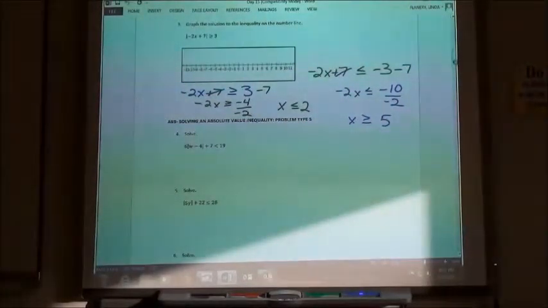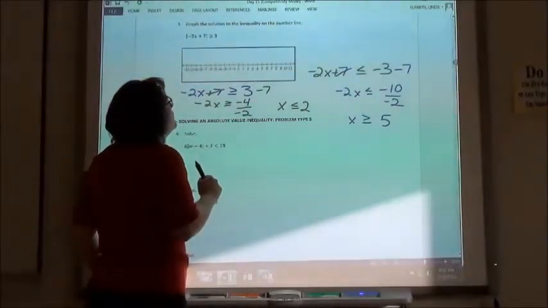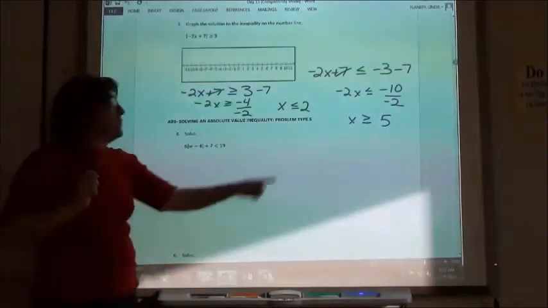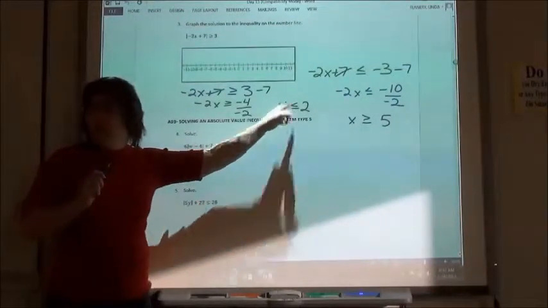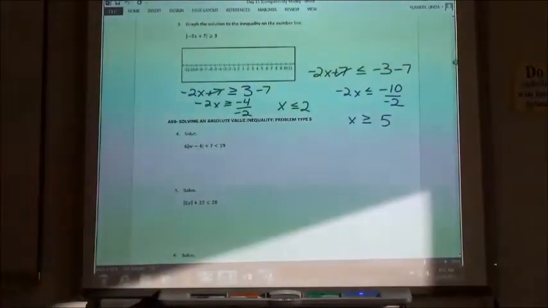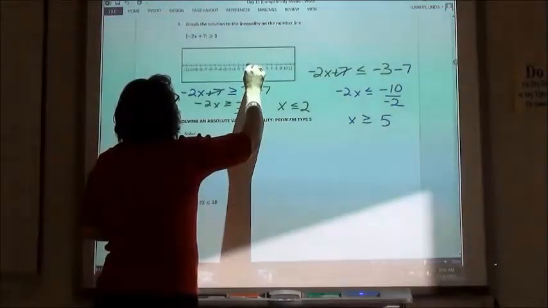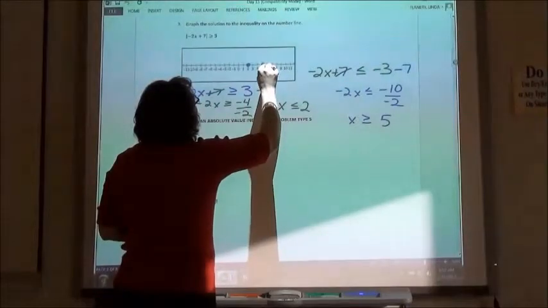So what kind of end mark am I going to have on the 2? An open circle on the 2? No, because it has the equal to, so a closed circle on the 2. What kind of end mark do I have on the 5? A closed one. Closed one on the 5.